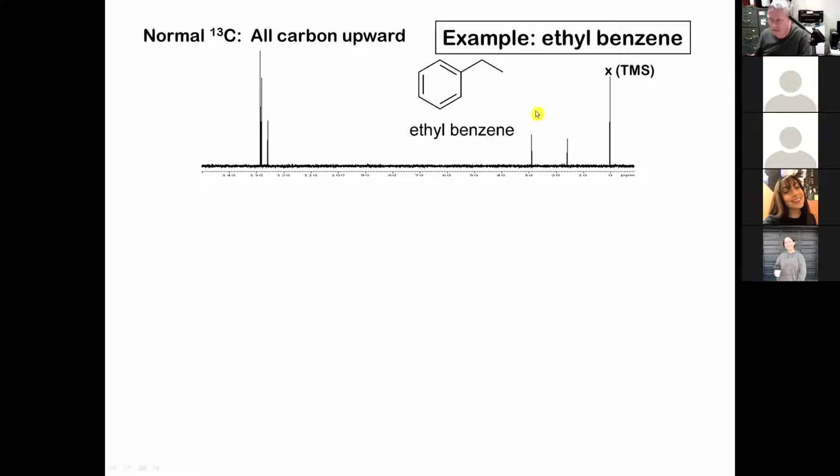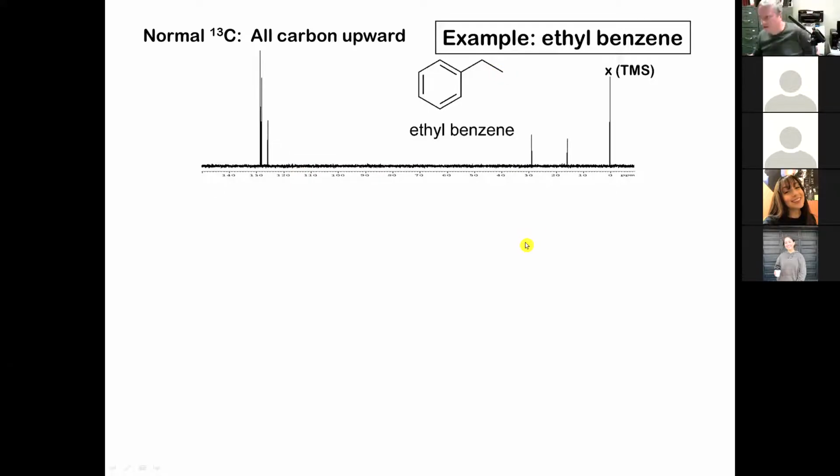So this is ethyl benzene, a simple molecule. In the normal decoupled carbon NMR, everything goes up, right? You've got some aromatic stuff. You've got probably your CH2 right there and the CH3 right there. The CH3 is usually going to be furthest to the right, okay?